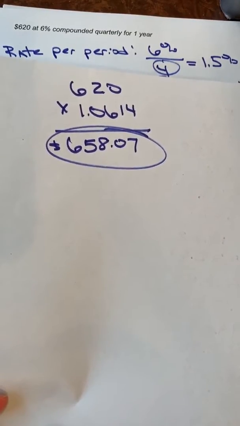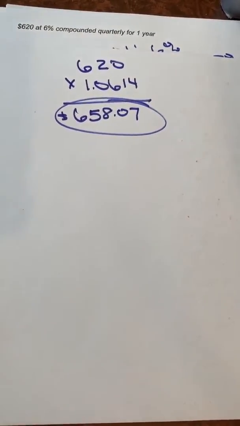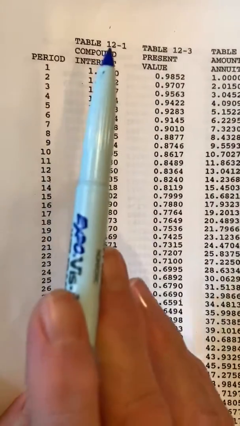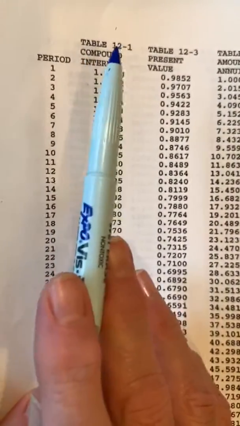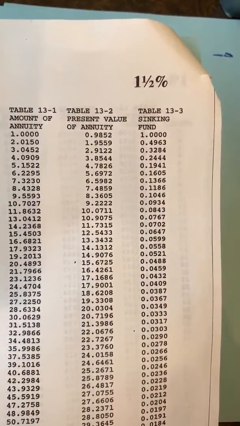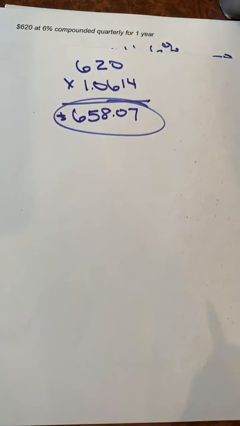Okay, so that is how we're going to use the compound interest table, which is also the future value table. Compound interest and future value, that's saying the same thing. Okay, that's table 12.1 in your book, but I'm using these tables because I have many more percentages on these tables. Okay, so that's how we find future value using the tables.